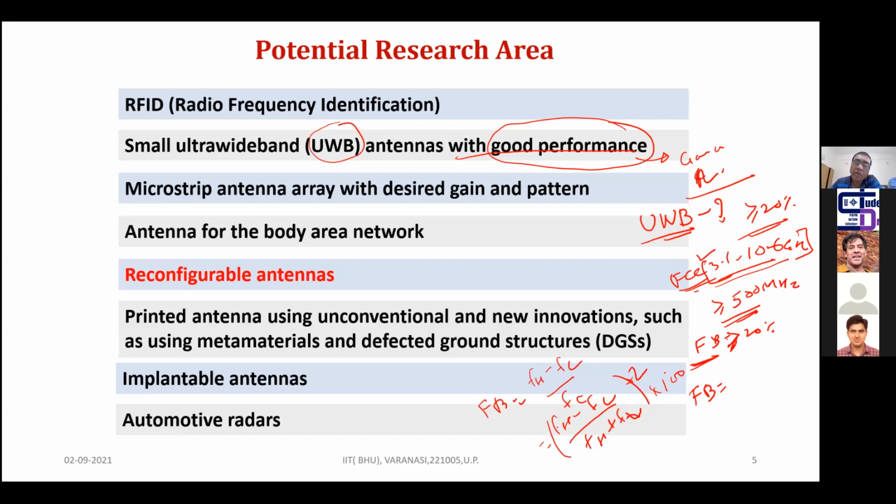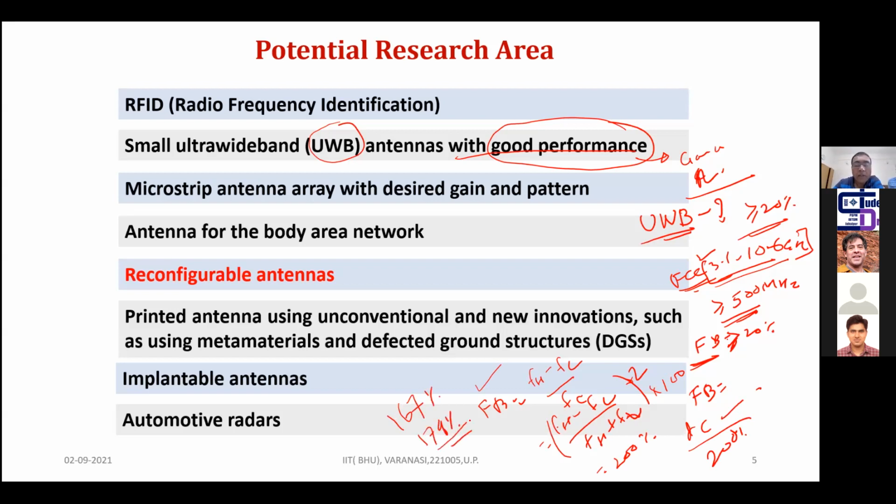What would the maximum be? 200%, sir, when we put FL equal to 0. So theoretically, the fractional bandwidth of any antenna can be up to 200%. That's why in any paper you refer to for UWB antennas nowadays, you can find fractional bandwidths of 167%, 178% like that.